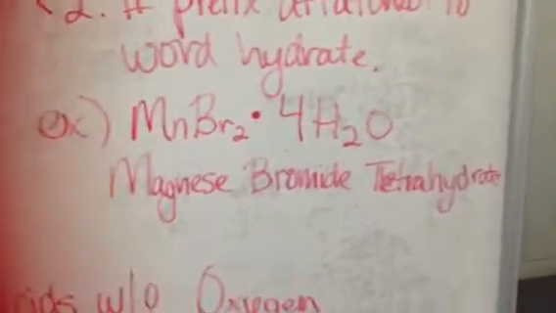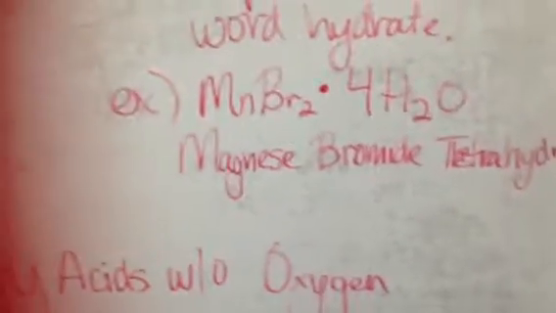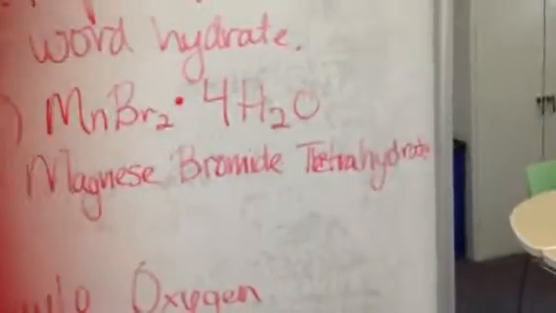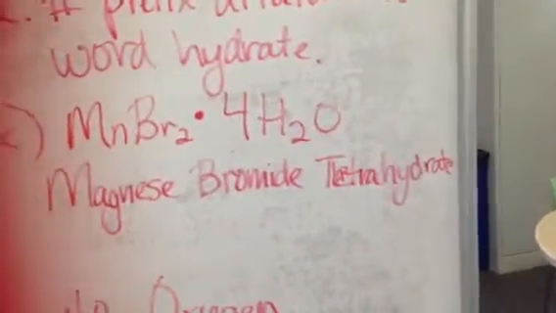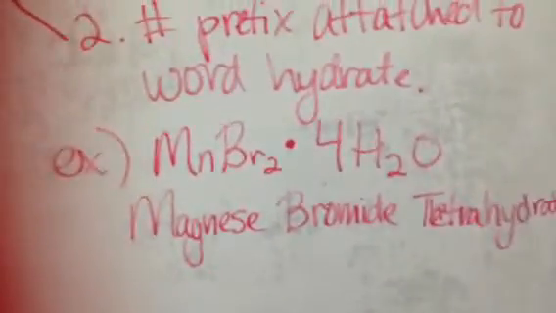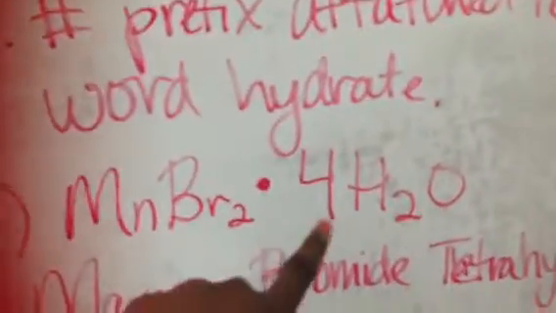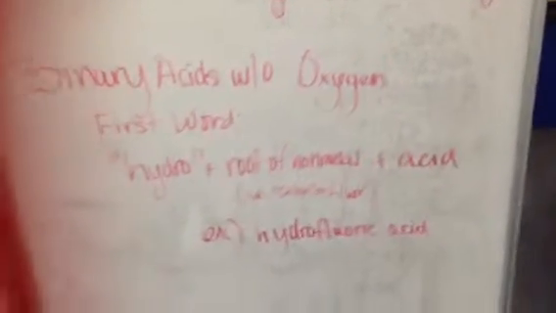MnBr2 with 4 H2Os, and so that becomes manganese bromide, which is your standard ionic nomenclature. But you're going to add the word tetra in front of the word hydrate in order to denote the fact that there are 4 waters. Also, when you're writing this as a chemical formula, you put a dot in between the actual ionic compound and the waters. The next nomenclature is binary acids without oxygen.